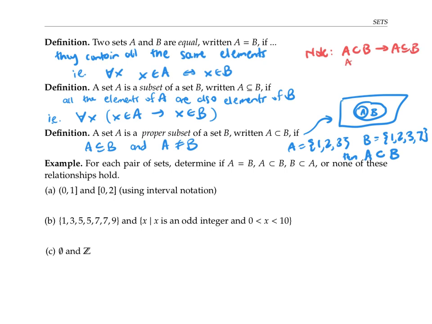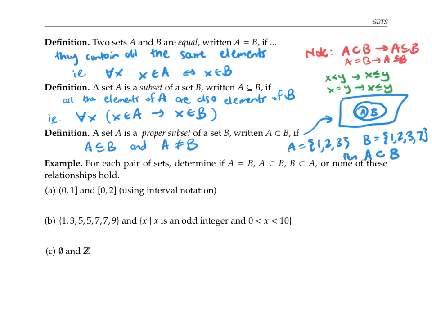Also, if A is equal to B, then A is a subset of B. This is analogous to the fact with numbers that if x is less than y, then x is less than or equal to y, and if x is equal to y, then x is also less than or equal to y.